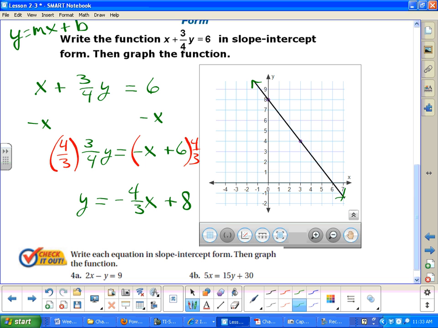Now, here's the thing to remember, too, especially when you're changing these to slope-intercept form: you should check a value, a point on the graph, to make sure it works. Okay, it's not a bad idea to check it in every case you're working with.